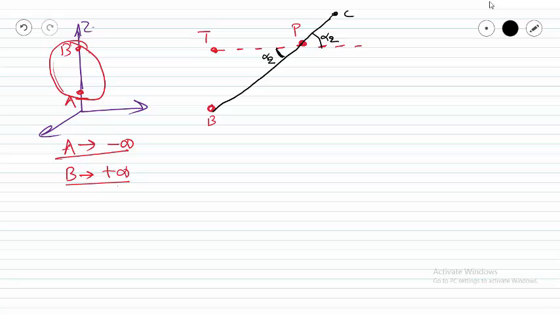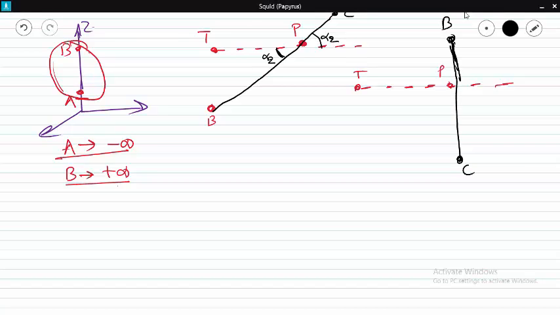So when this point moves to plus infinity, what happens? Let us draw the same line. This is point P and this is point T. Now B has to move to plus infinity, so this point will move upwards and point C will come downwards. That means I will get a line like this, where this point is C and this point is B.